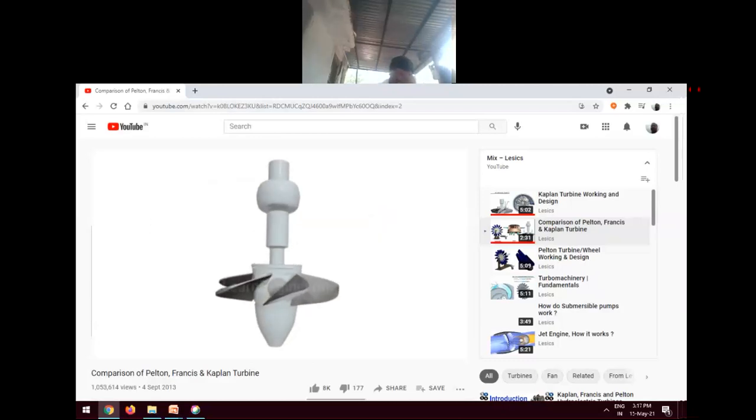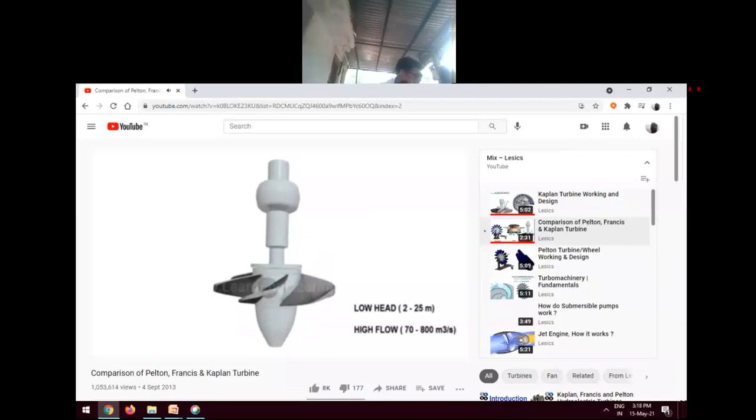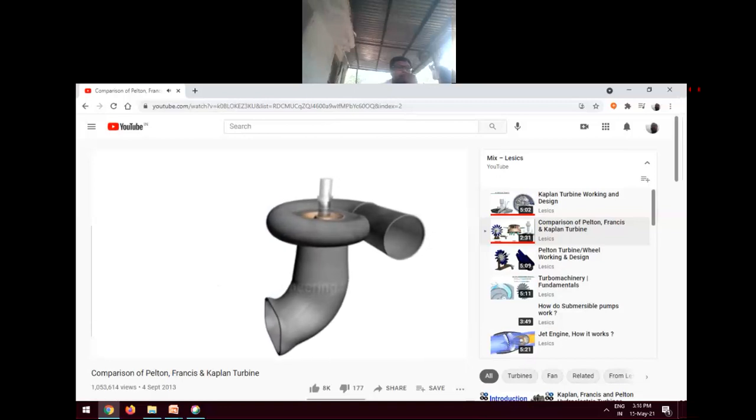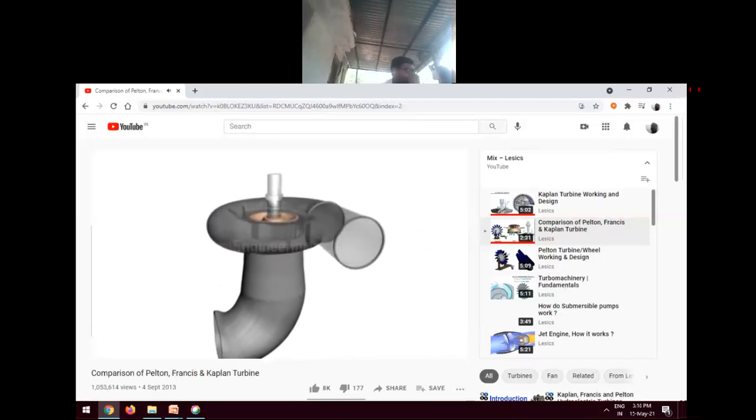A high water flow will guarantee efficient production of reaction force. So when water is available at high flow rate and low head, Kaplan turbine is the best choice. Francis turbine comes in between for medium head to medium flow rate applications.